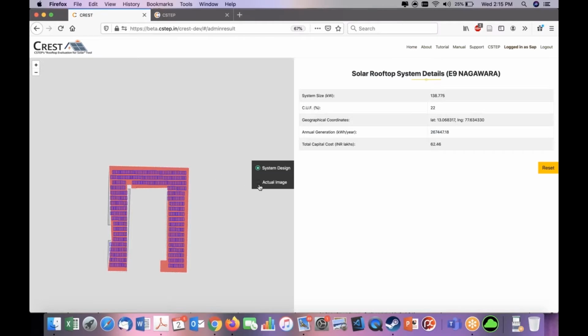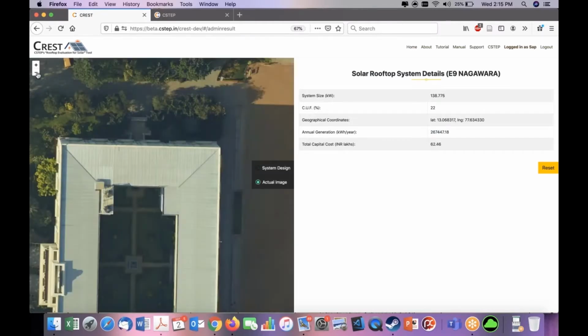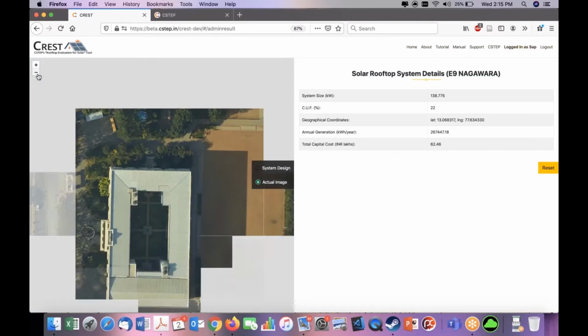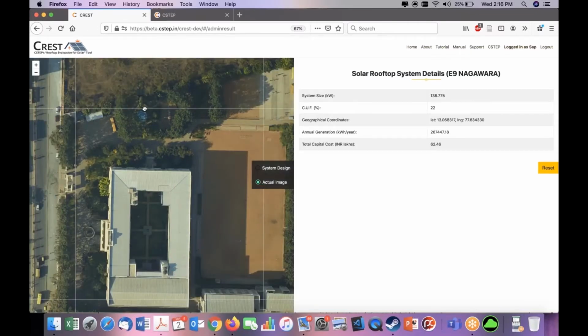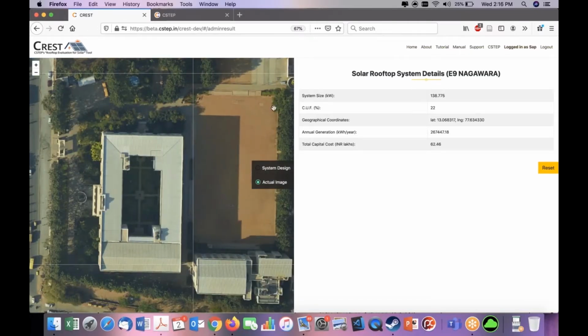on this particular building. So this is a warehouse somewhere in the middle of Nagawara, or this is a school, I think. So as you can see, you can put around 139 kilowatt on this with a minimum CUF of 22%, and the exact lat long is given along with the projected generation and the capital cost. Now, this is done for, as I said, so many of the buildings here.